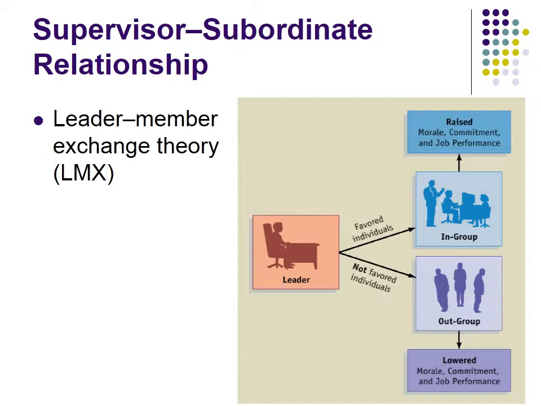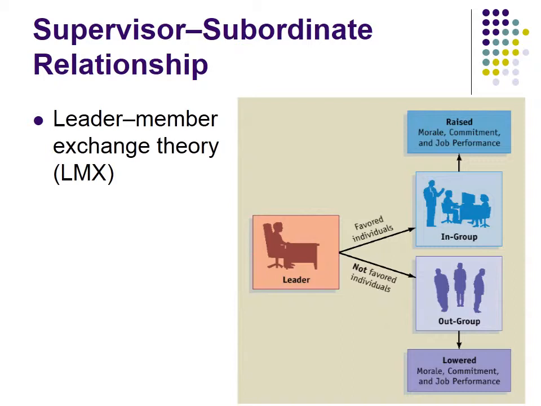There's also the out-group that is generally the not favored individuals, and it's important to note that this group is not always going to be negatively viewed. It's simply that they're not favored. They're not seen as being in the in-group by the leader. They generally tend to have a little lower morale, lower commitment, lower job performance, and often will react more poorly to performance appraisal.